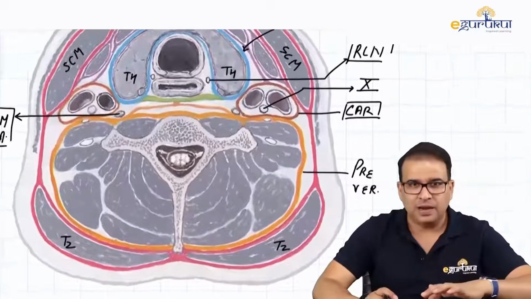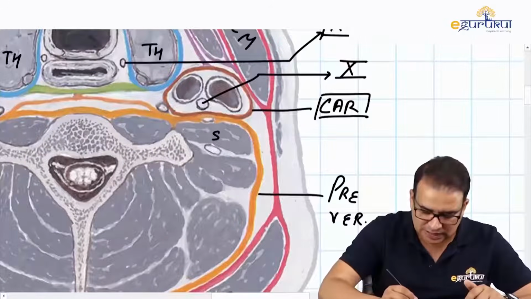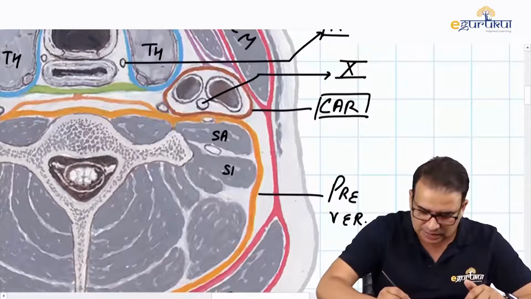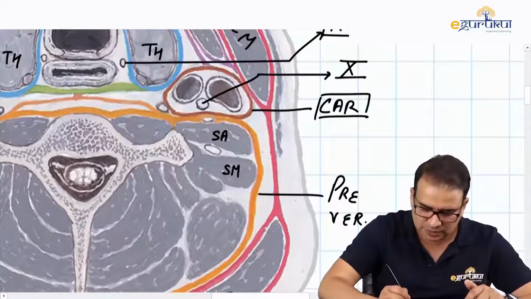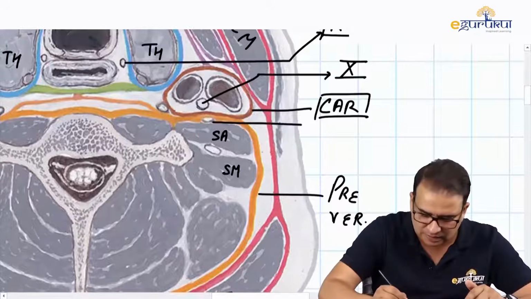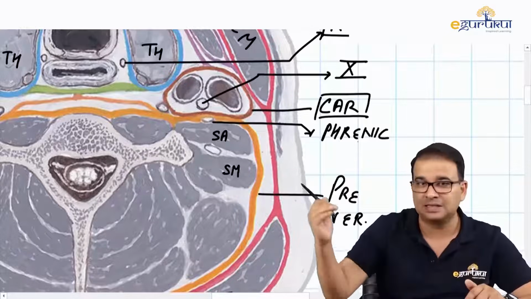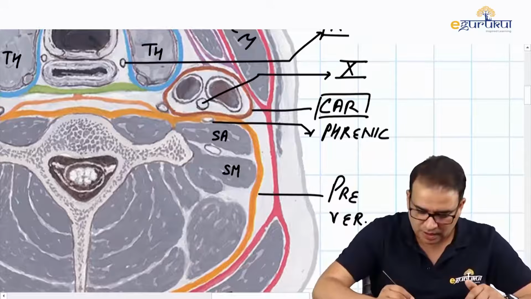And if I enlarge this picture further for you, can you appreciate the scalene muscles? Now this is the scalenus anterior, this here is scalenus medius, and then we have scalenus posterior behind. In front of scalenus anterior, this is what? This here is the phrenic nerve. You can see it is behind the fascia.